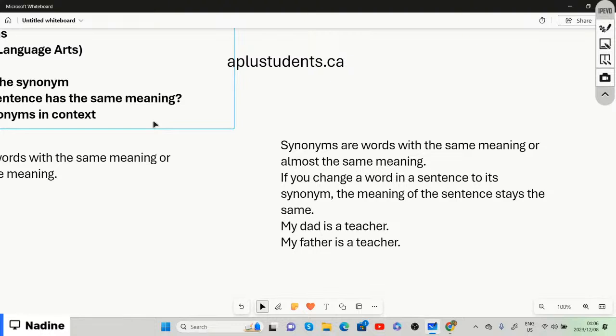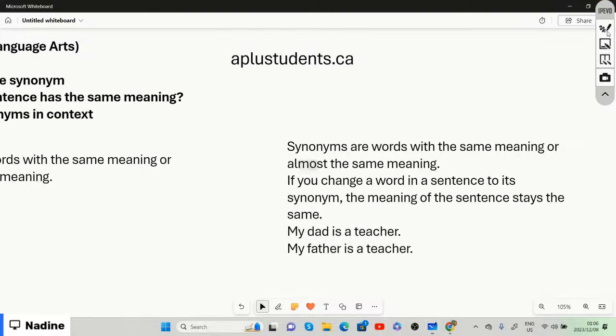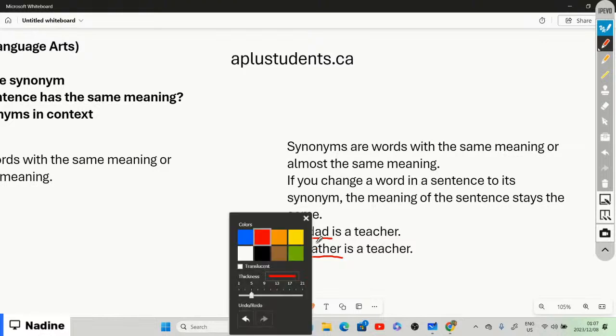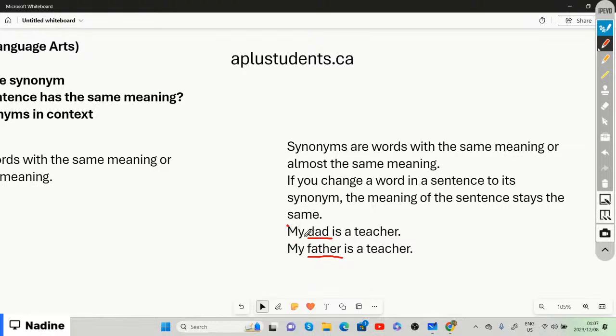For example, my dad is a teacher. And yet it says my father is a teacher. So once again, dad and father. My dad is a teacher, and we can also say my father is a teacher. And we said synonyms are words with the same meaning or almost the same meaning.